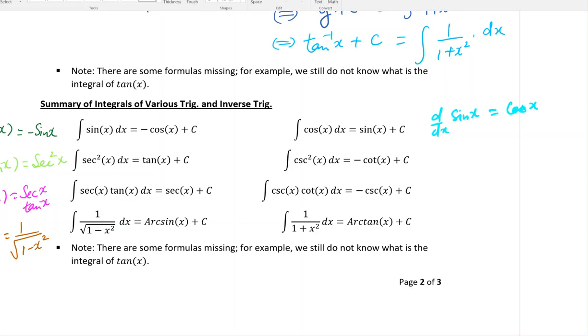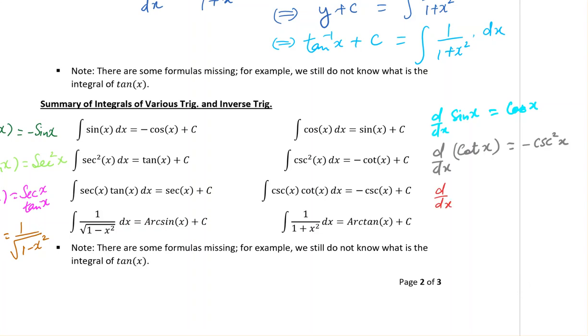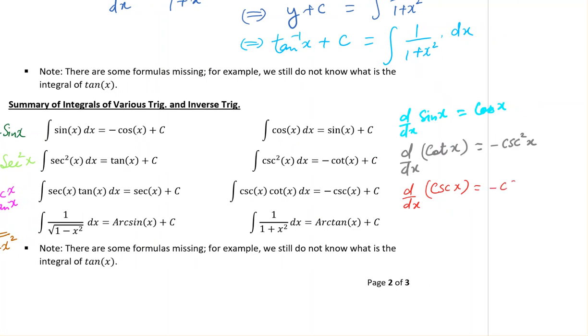So it comes from the fact that the derivative of sine x is equal to cosine x. And similarly, for cosecant square x, so minus cot x, we learned that the derivative of cot x is equal to negative cosecant square x. Similarly, we had the corresponding differential formula for this one. So that was the derivative of cosecant x is equal to minus cosecant x cotangent x.